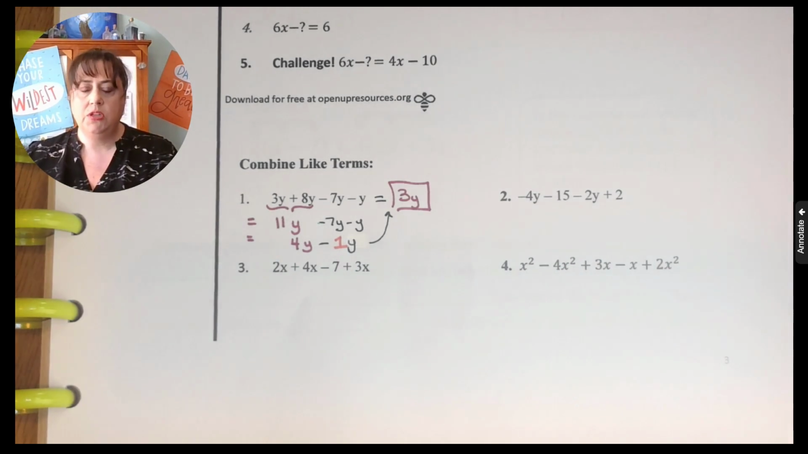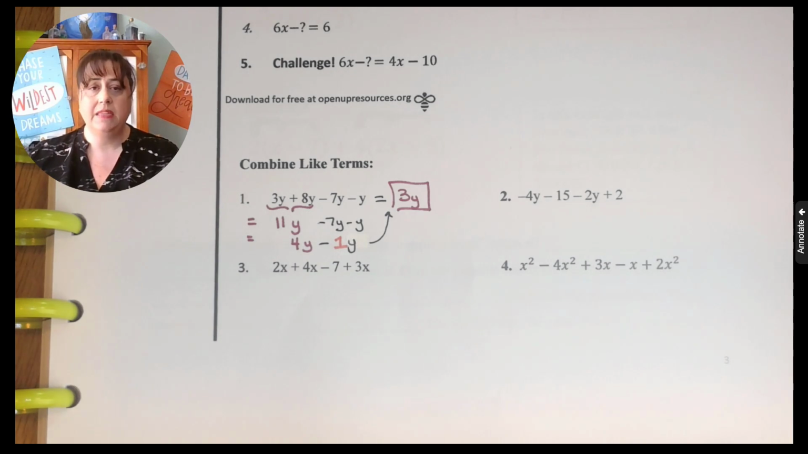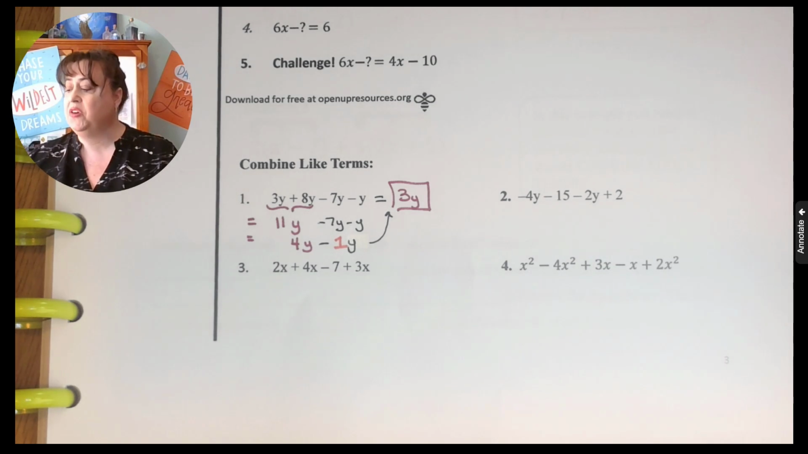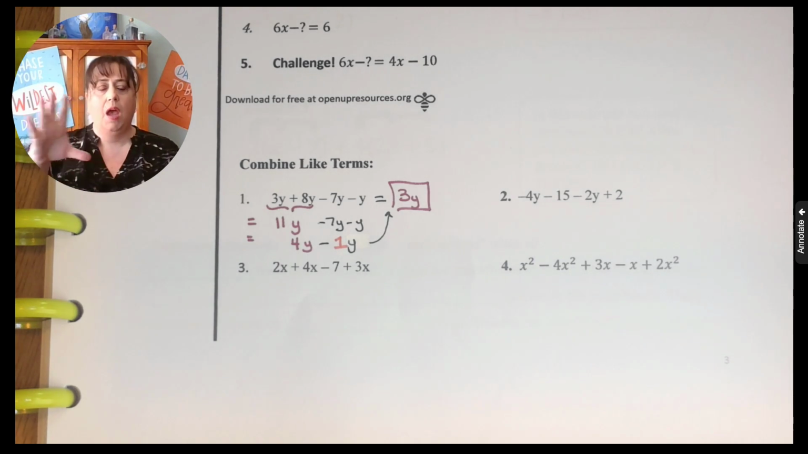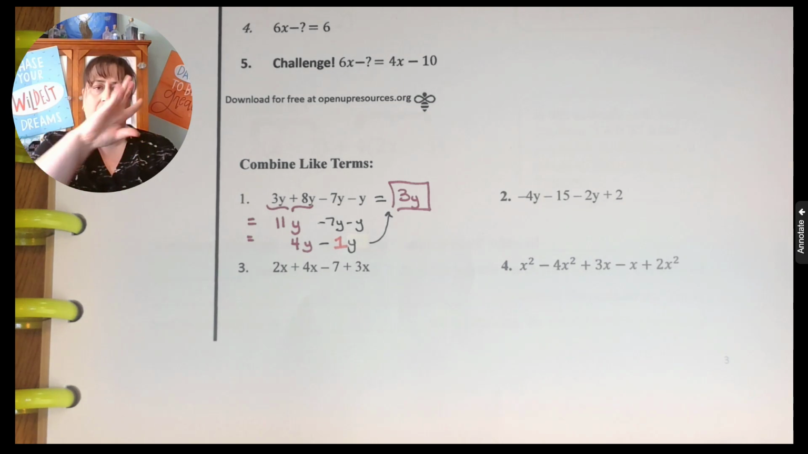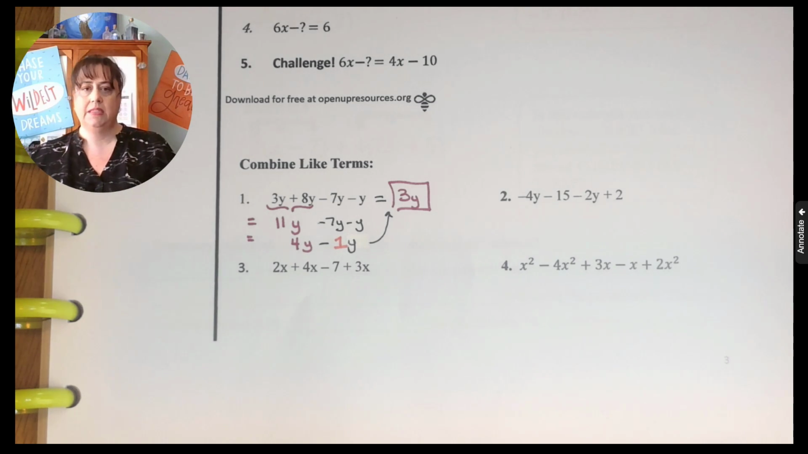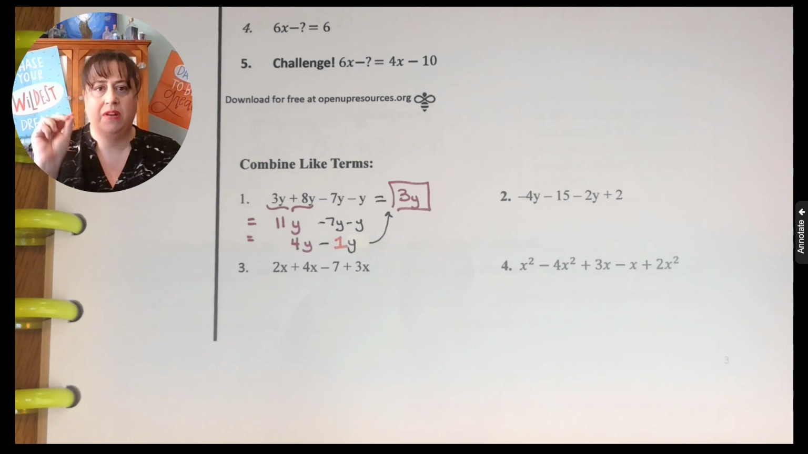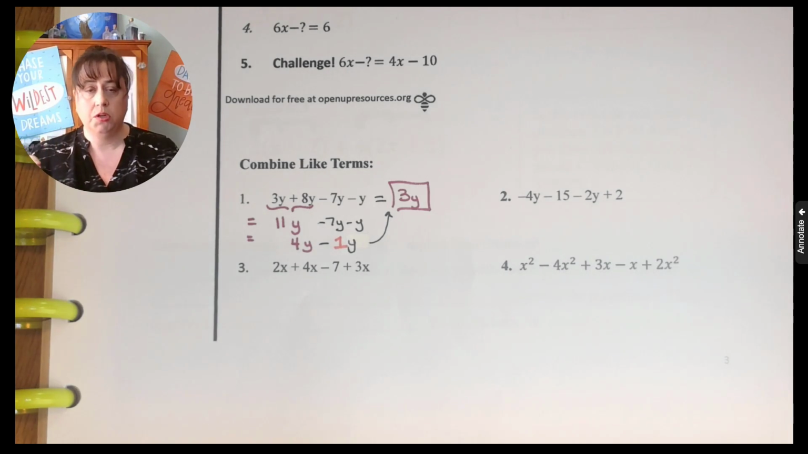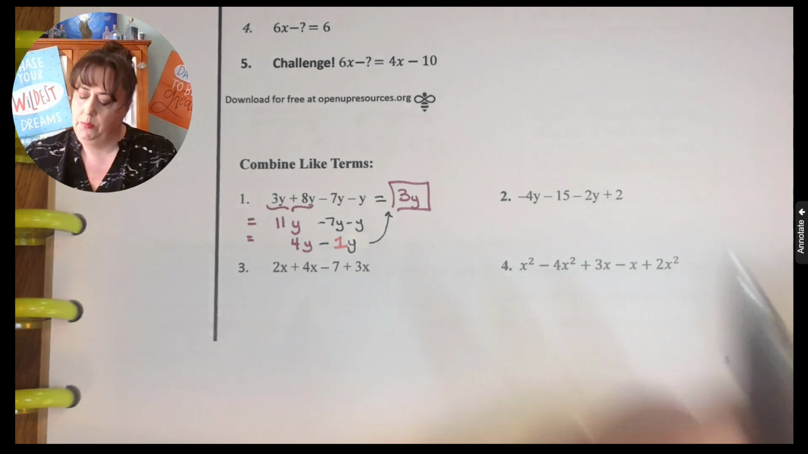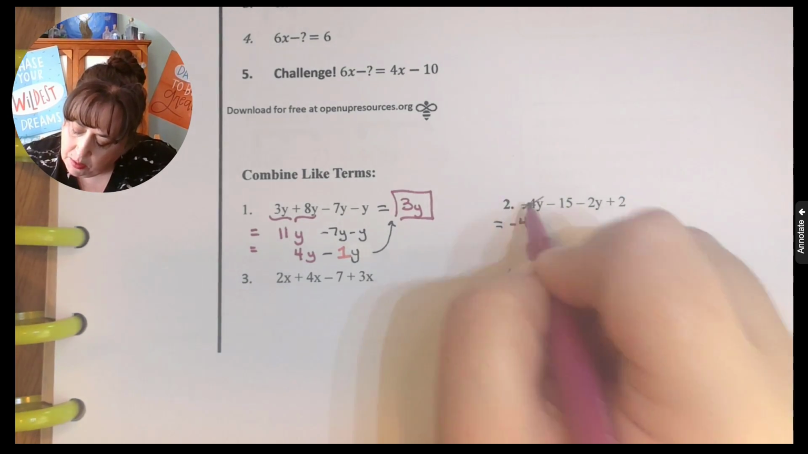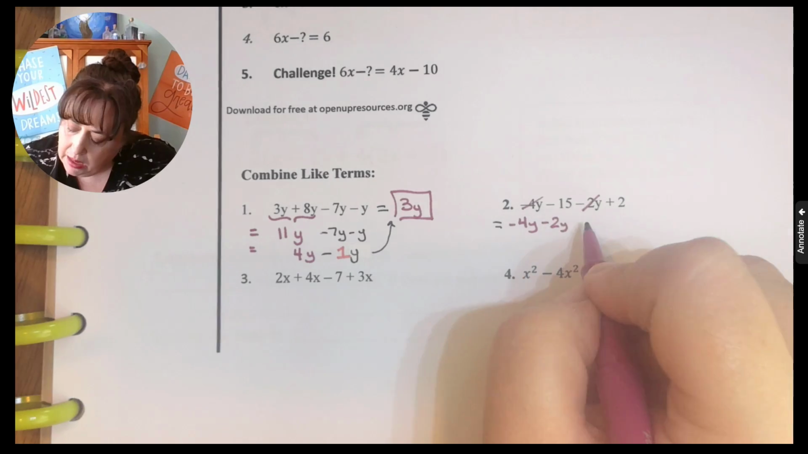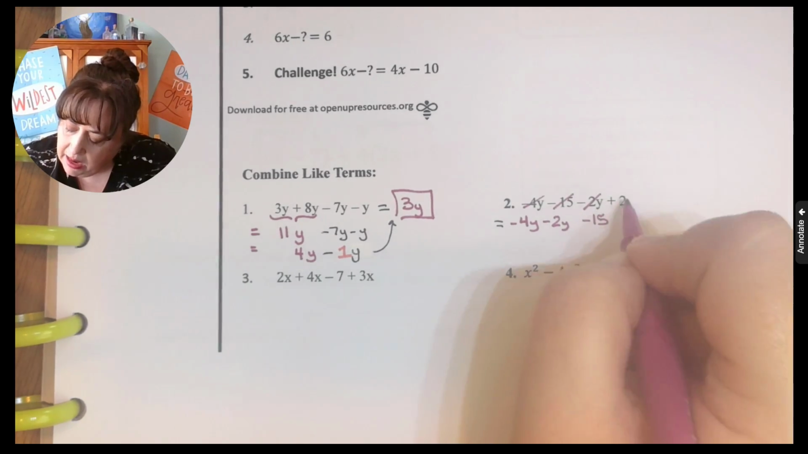If you look at number 2, you can see we have y's and we have constants. So there are 2 things going on here. So what we are going to do on this one is we're actually going to rearrange everything, and we're going to put all of our y's first, and then we're going to put all of our constants second. And remember to take whatever sign is in front of your term and take it with you. So here we go. We're going to take our negative 4y first, and when I've used it, I'm going to cross it off. And our negative 2y, and our negative 15, and our 2.